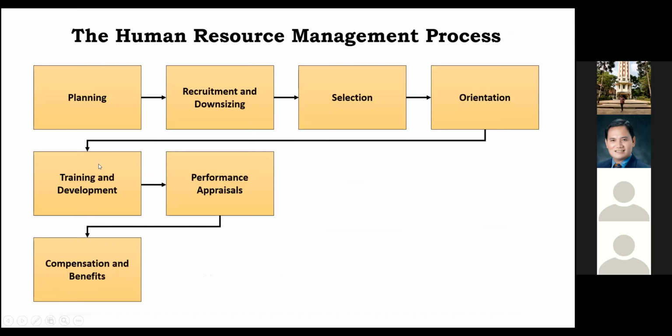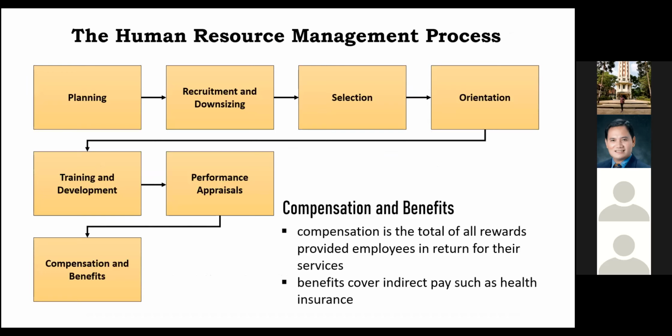After performance appraisal, we go to compensation and benefits. Compensation is the total of all rewards provided to employees in return for their services. Benefits, on the other hand, cover indirect pay such as health insurance. As I said before, compensation in the government is legislated, so whatever is already there, that's what you get. Plus, if at the end of the year there are savings in the government, the President of the Philippines has the prerogative of distributing the savings to deserving government employees. Sometimes this can be an additional bonus of anywhere from 3,000 to 10,000. Way back during the time of President GMA, I think she was one of the more generous. I think she gave more than 10,000, like 15 or 17,000.